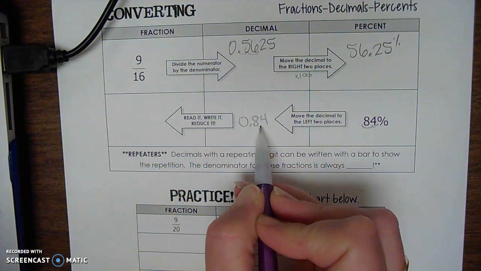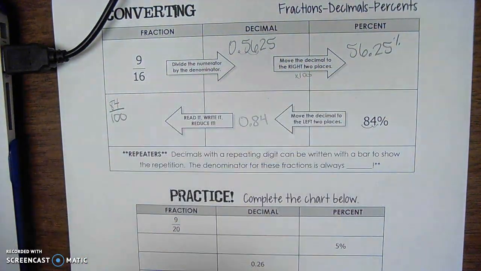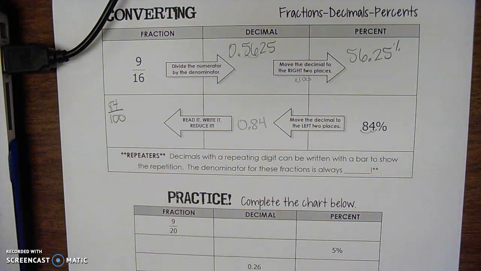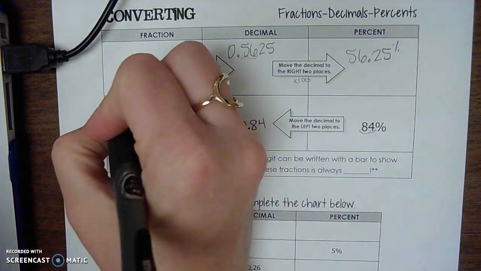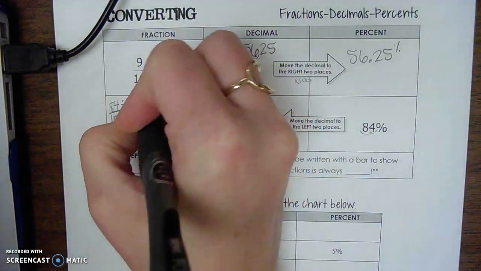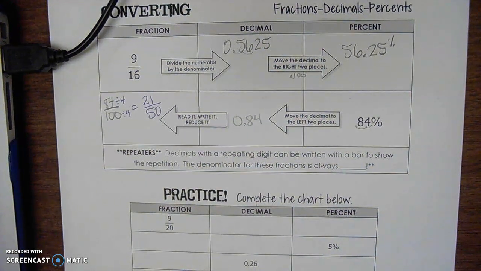If you read this correctly, you would say 84 hundredths. So 84 out of 100. You also can remember that percent means out of 100. So you are writing it out of 100 each time. You then need to simplify it. So you need to find what goes into 84 and 100. That is 4. So if you divide both of them by 4, you get 21 out of 50. So we always reduce our fractions.